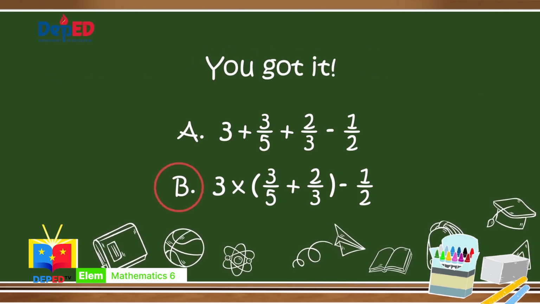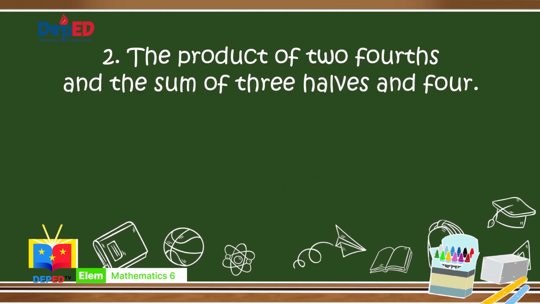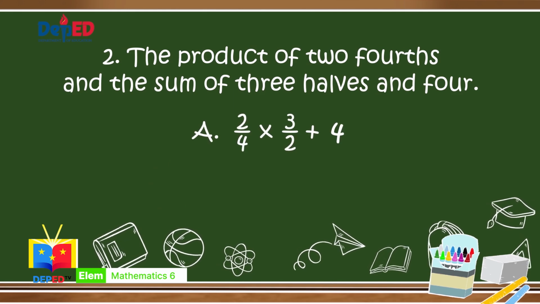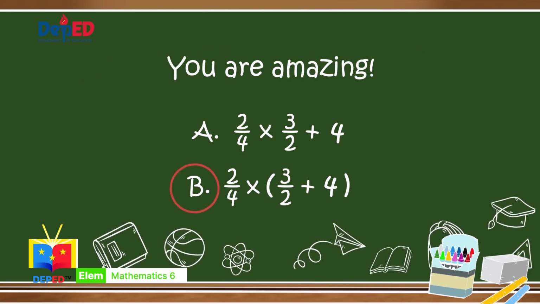You got it! It's B. Number 2. The product of 2/4 and the sum of 3/2 and 4. Is it A, 2/4 times 3/2 plus 4? Or B, 2/4 times the group of 3/2 plus 4? You are amazing! It's B.